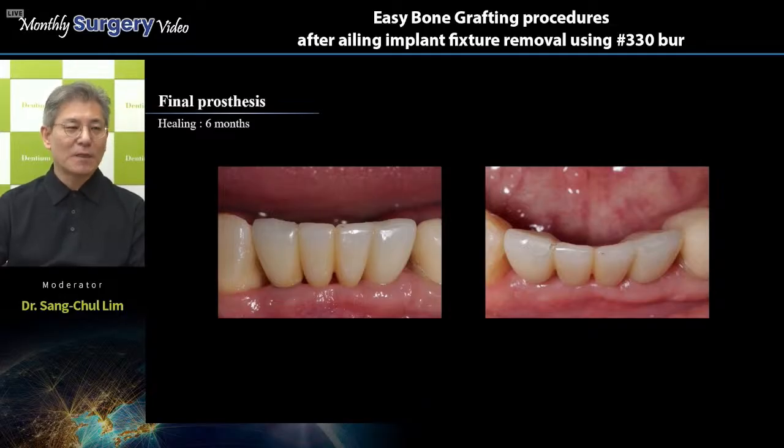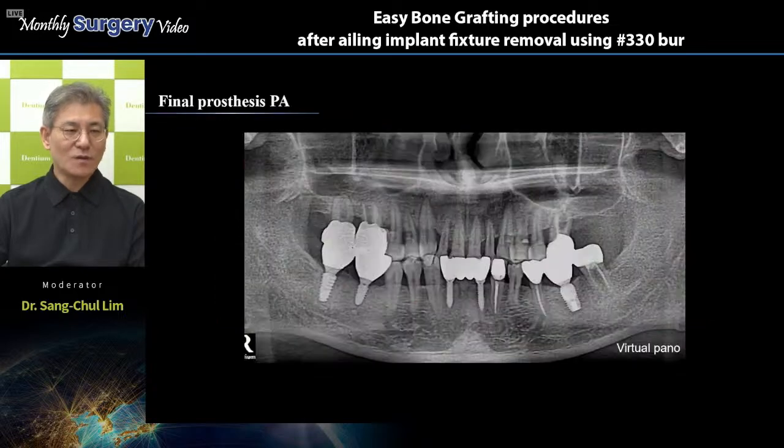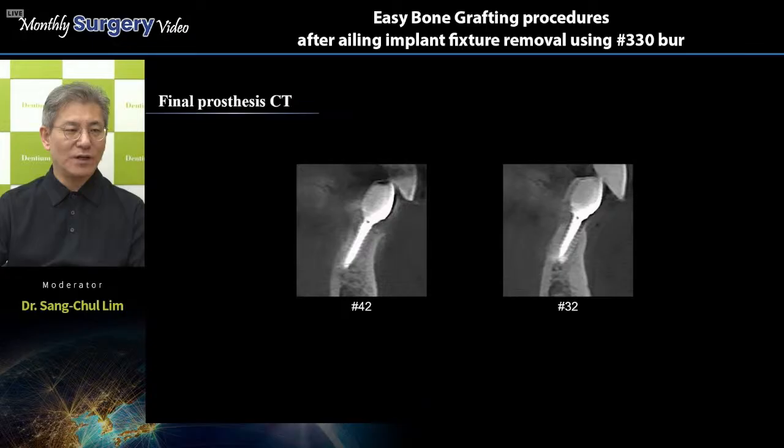For me, I frequently use filler injection for this kind of black triangle situation after insertion of the final restoration. This final PA is very nice and well harmonized, showing the final restoration and implant fixture. The marginal bone was still very healthy and remaining very well.